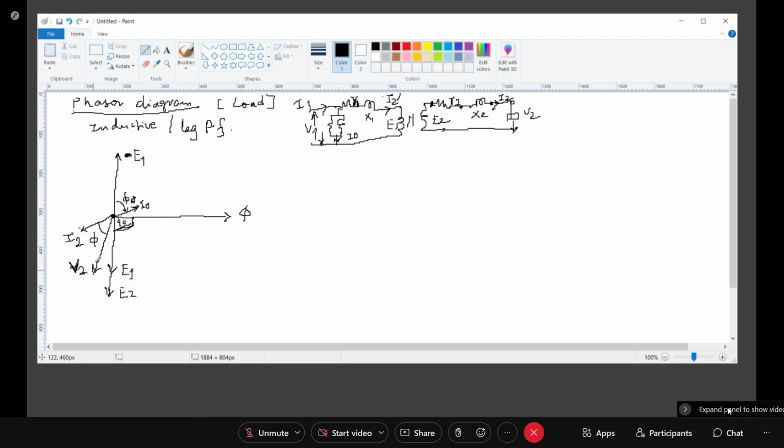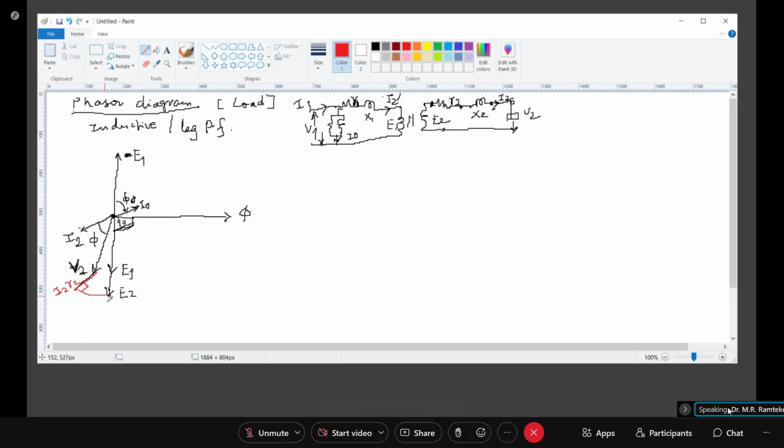Okay. Now the drop in the resistance will be in phase with the current flow. So parallel to this current phasor, I will draw, I'll just add these drops. I will change the colors. So this is my I2 R2 drop. Okay.